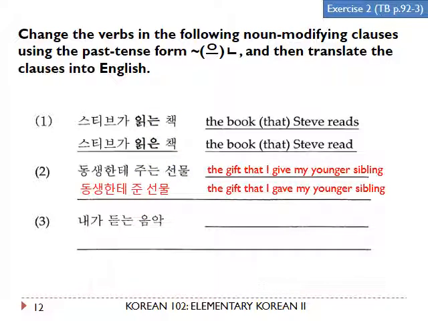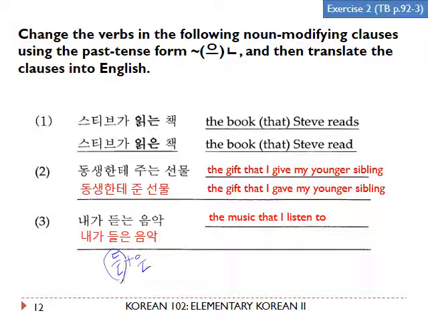내가 듣는 음악. 자, translation 뭐예요? The music that I listen to, right? So present tense form. 자, past tense 뭐예요? 내가 들은 음악. 그렇죠? So the stem is 듣, and it ends in a consonant, so attach 은.